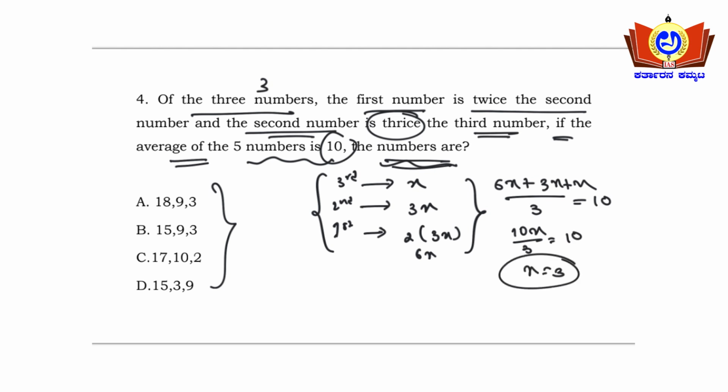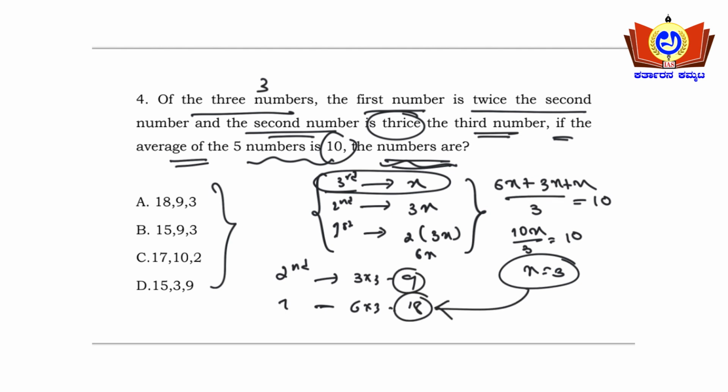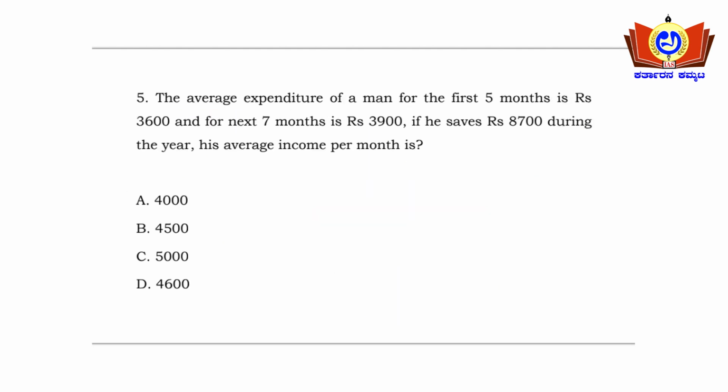So the x value I got is the third number, which I had considered as x. What will be the second number? 3x, right? 3 into 3, that will become 9, and the first number will be 6x, 6 into 3, that will become 18. So 18, 9 and 3 are the three numbers. That is option A, so option A is the right answer here. Moving on to the next question.